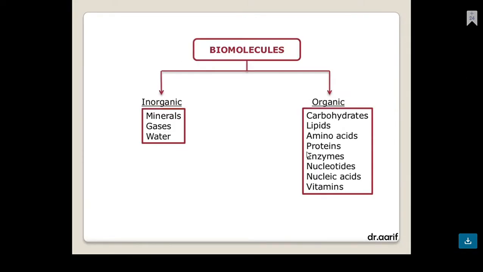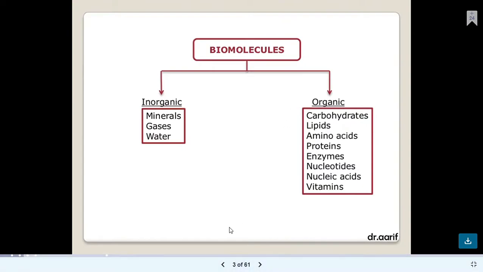So biomolecules are classified into two categories. You have inorganic, you have organic. So in inorganic you have minerals, gases, water, that is, basically does not contain any life. Whereas organic consists of carbohydrates, lipids, amino acids, proteins, enzymes, nucleotides, nucleic acid, vitamins, etc. These are present in every living organism. That is what we call organic.